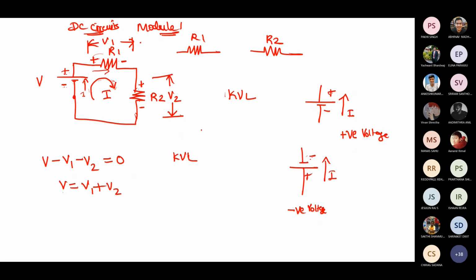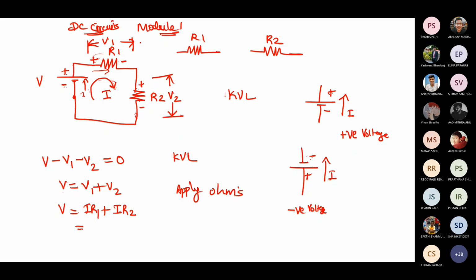Now we are going to extend this by applying Ohm's law in this equation. What is Ohm's law saying? The voltage source we take as such. What about V1? How do you write it using Ohm's law? IR1. Current is I, resistor is R1, so I into R1. What about V2? I into R2, very good.